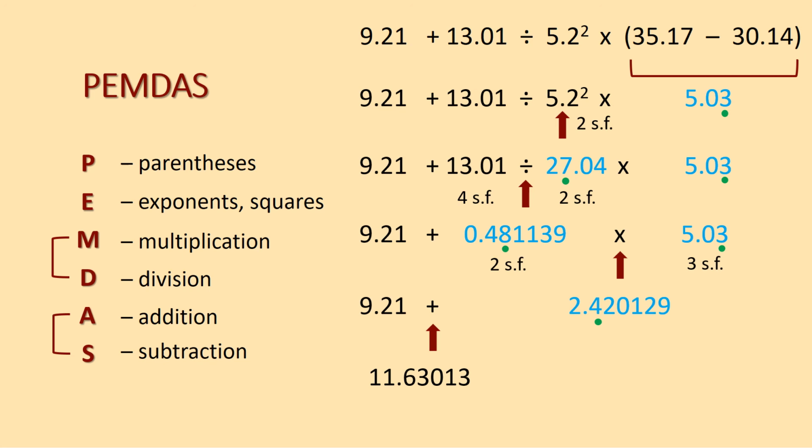It has its last significant figure only 1 decimal place to the right, whereas 9.21 has its last significant figure 2 decimal places to the right, which means that 2.420129 is our least precise to the 10th, and our solution will also be precise to the 10th. So 11.63013 will get rounded, and our final answer will be 11.6.